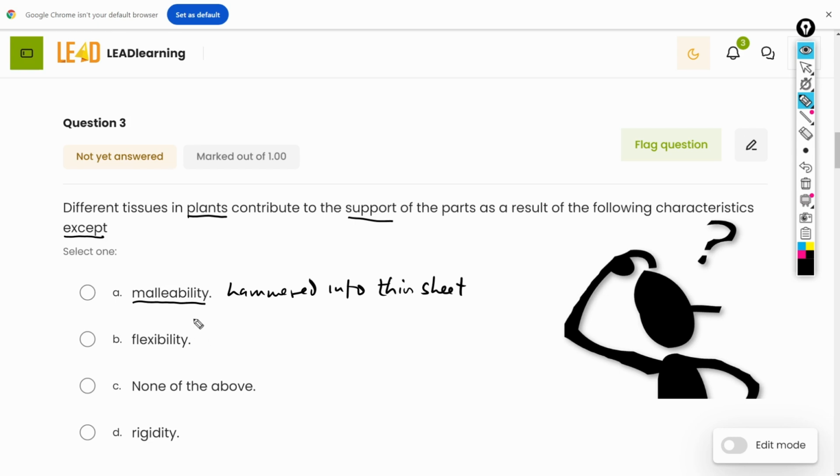Now, flexibility is an interesting feature of supporting tissues in plants. So this is a characteristic of a supporting tissue. Rigidity is another interesting characteristic of supporting tissues in plants. For example, the cell wall is very rigid, in order to provide support. So the characteristic here that is not typical of the supporting tissues of a plant is option A, malleability.